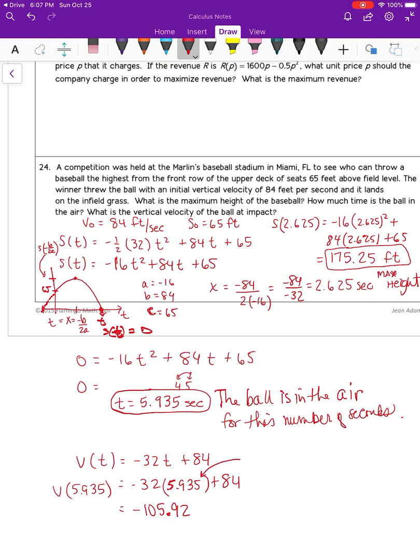Now, I will tell you that on the AP exam, they would not want you to write it like this. They would have wanted you to put this value, whatever this was, which maybe it did end up giving us, no, it gave us a really long number, because remember it was on the graph. They would want you to store that in like A or something, and then use in your calculator negative 32 times A plus 84, so that you could get a more accurate answer.